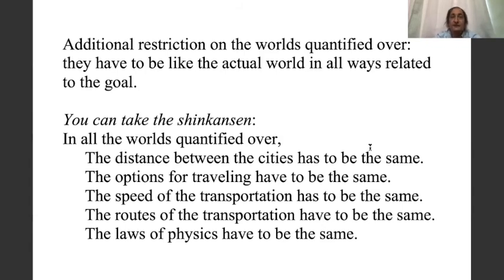Okay. So for example, when we say you can take the Shinkansen, and we use that as a teleological modal, then in all of the worlds quantified over, the distance between the cities you're going from and to has to be the same as it is in the actual world. The options for traveling have to be the same as they are in the actual world. The speed of transportation has to be the same. The routes covered have to be the same. The laws of physics that the train can't help but follow have to be the same. Okay?